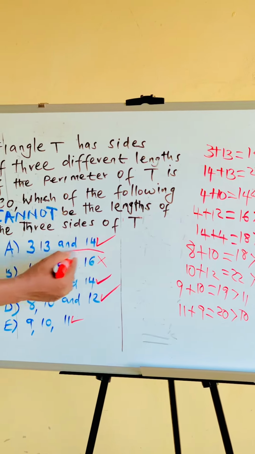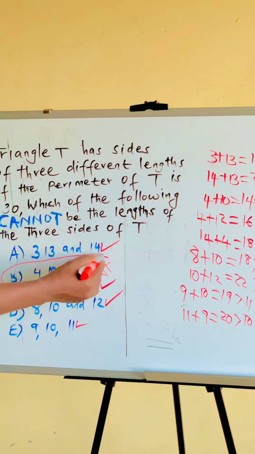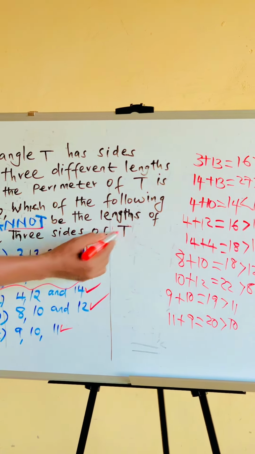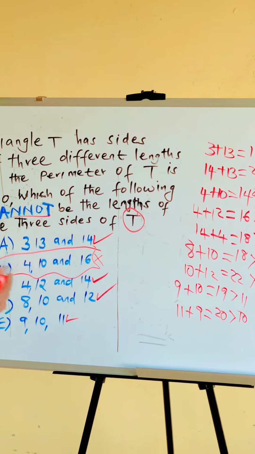Therefore, the set of sides that cannot be the lengths of the three sides of a triangle is answer choice B.